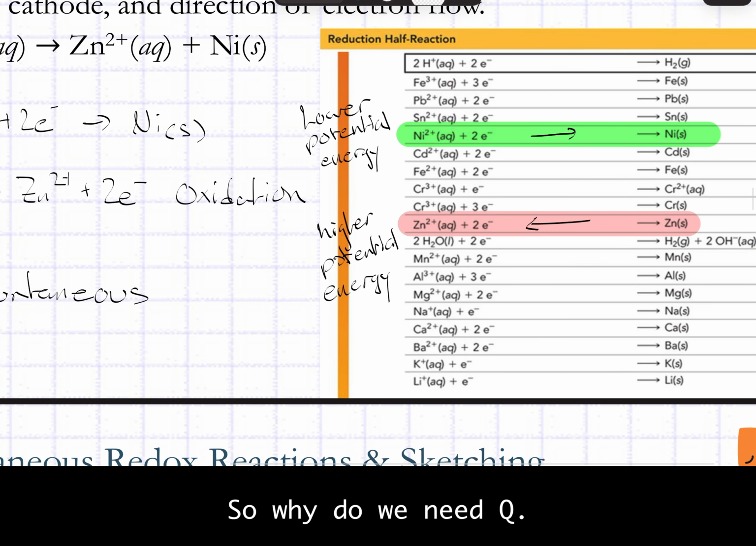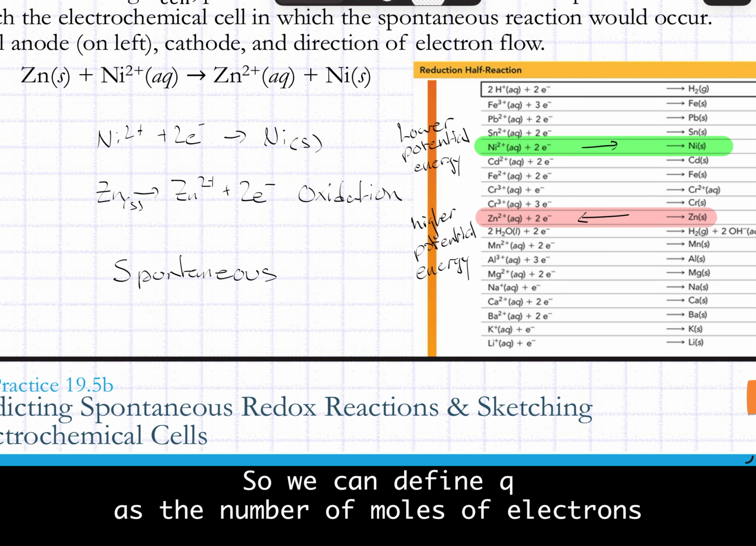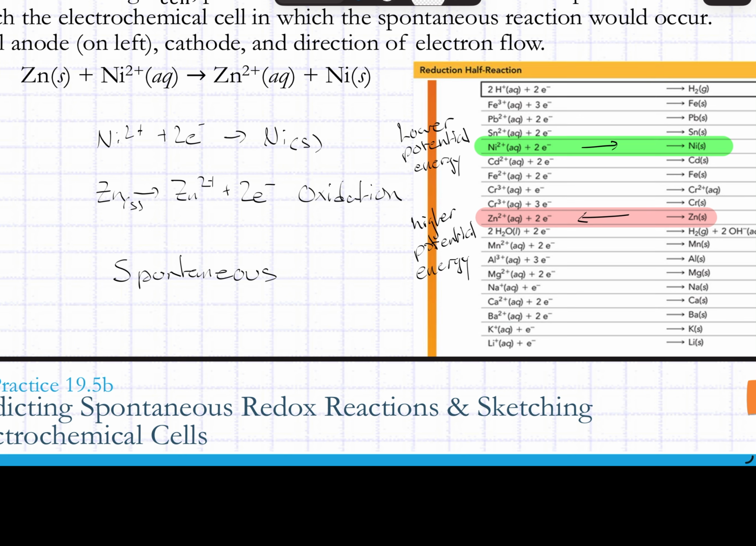So why do we need Q? Because we need Q here to define it in other terms. So we can define Q as the number of moles of electrons times Faraday's constant, which would give me just coulombs, the unit of charge.